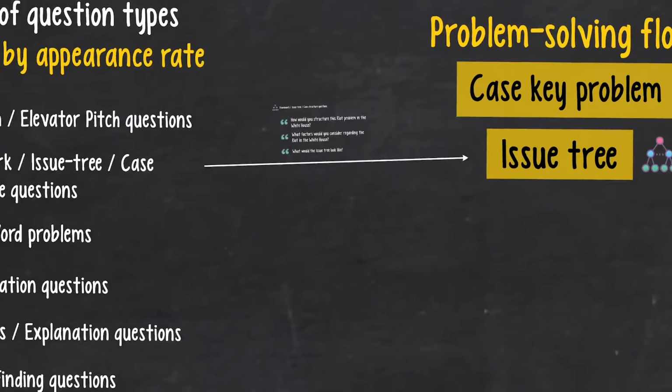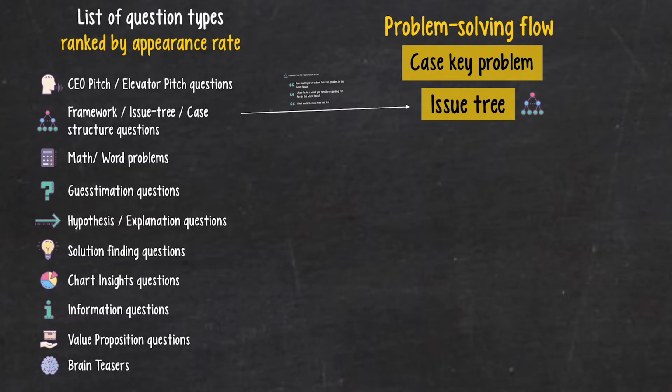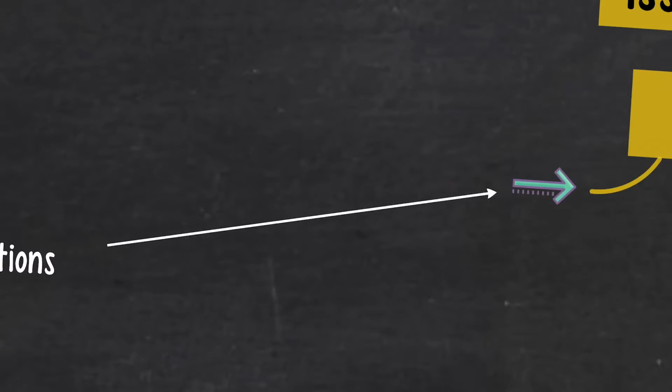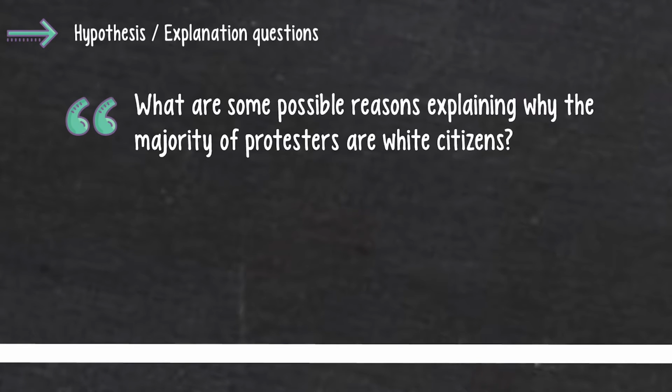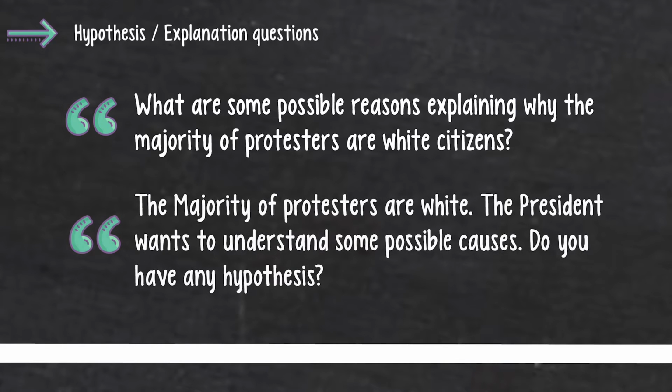Now, the business of testing each branch is all about working with data. Sometimes we are first provided with a fact, and then we're asked to come up with some explanations for that. Or in other words, the interviewer is asking for hypotheses to explain what's going on. These questions are called hypothesis explanation questions. Some common wording of these are, what are some possible reasons explaining why the majority of protesters are white citizens? The majority of protesters are white. The president wants to understand some possible causes. Do you have any hypotheses?